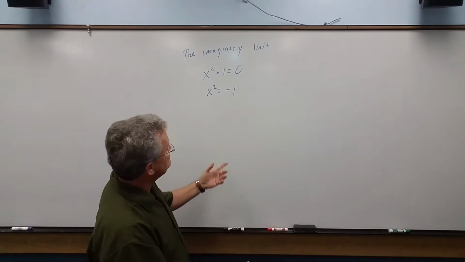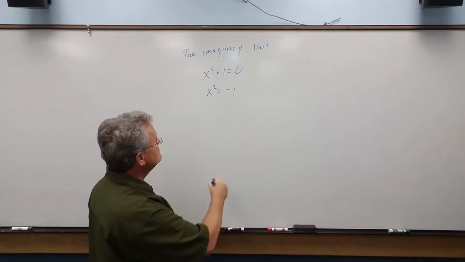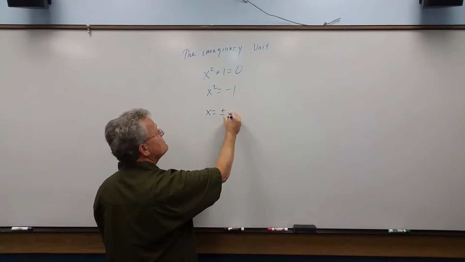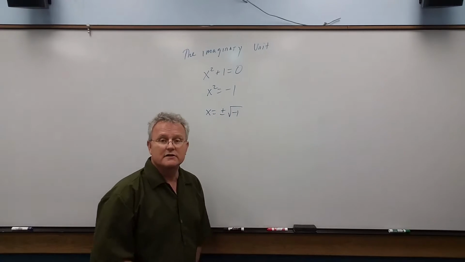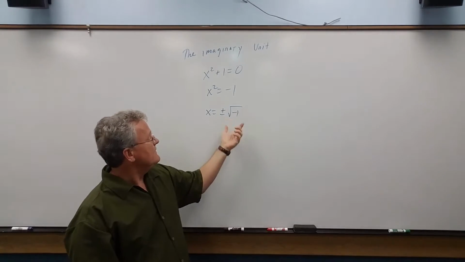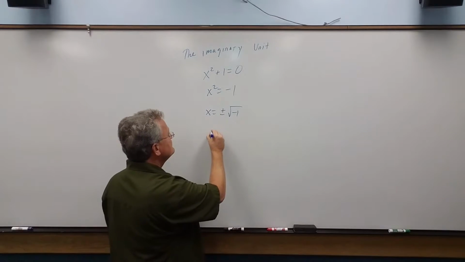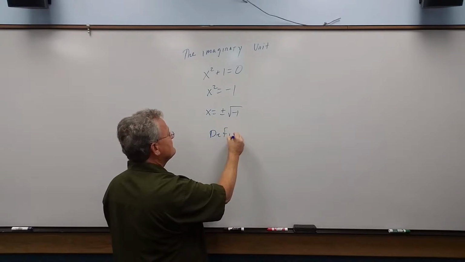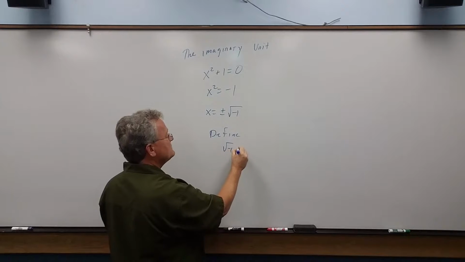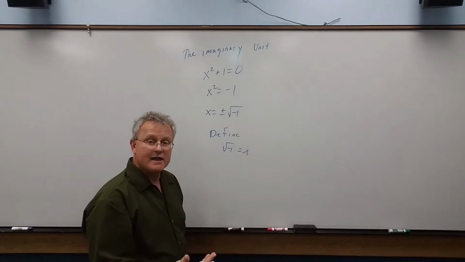However, if we just continue and use the square root property, take the square root of both sides, we get plus and minus the square root of -1. And they said, well, this is the solution. And then they defined the square root of -1 to be i.